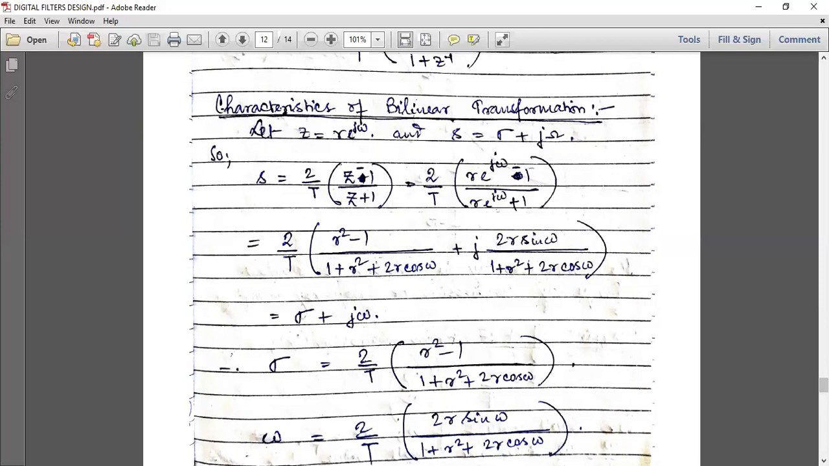Now you see s equal to sigma plus j ohm, right? So likewise we do in complex numbers, equating real and imaginary parts. If we equate, sigma comes out to be 2 by T into (r square minus 1) by (1 plus r square plus 2r cos omega), and the imaginary part comes out as omega. Actually, it is ohm. Let me use some annotations. I have written it mistakenly.